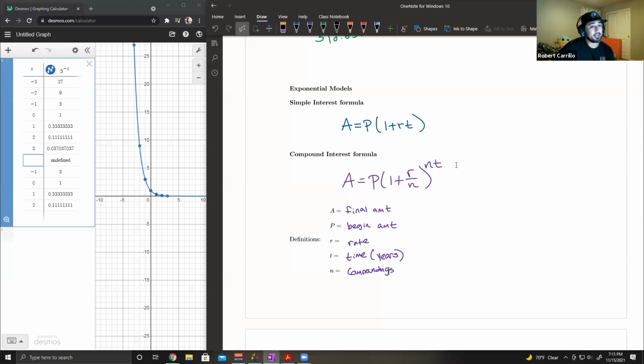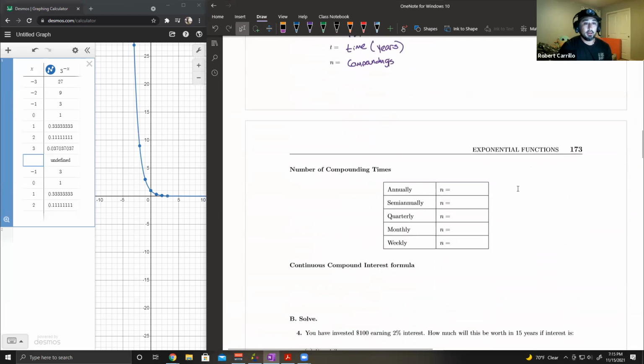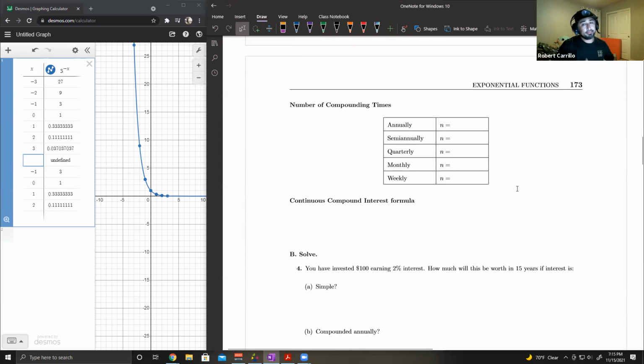Definitely something new if you haven't seen them before. So we're going to practice them. All right. And here's what I was talking about, compounding.